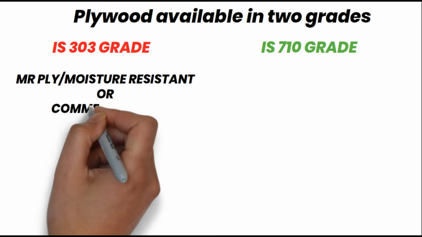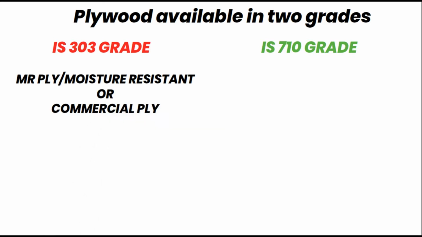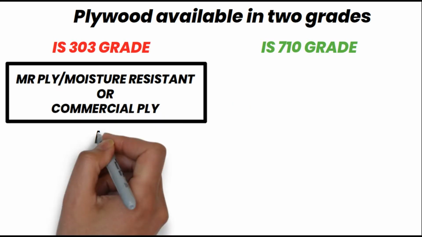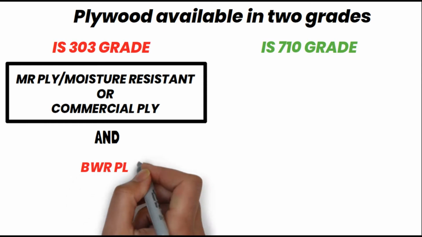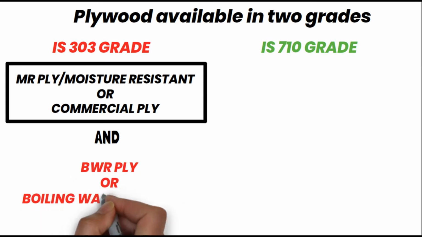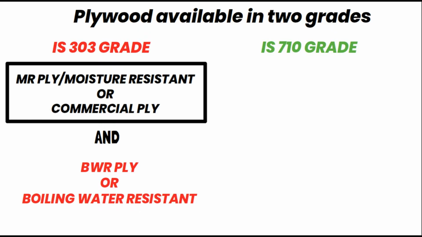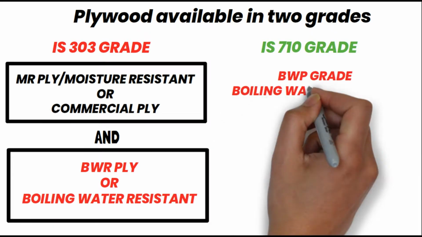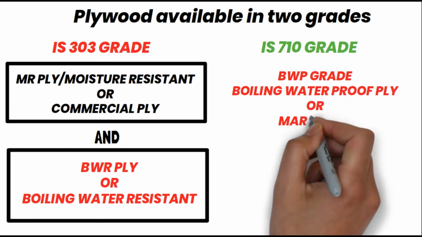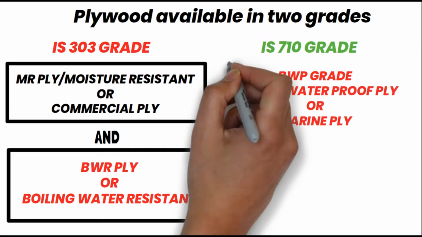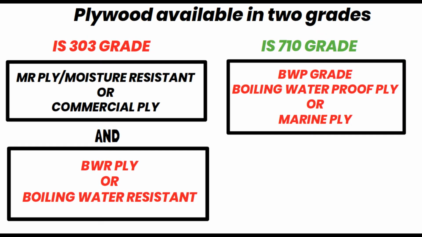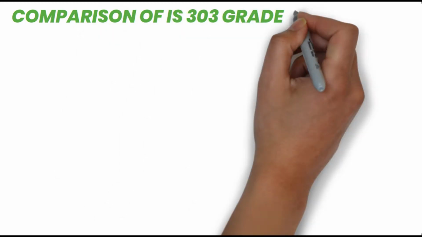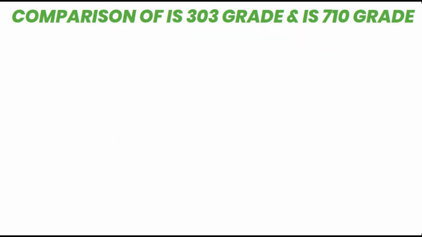303 grade ply consists of two different types of plies. The first one is MR ply, or moisture resistant ply, also called commercial ply, and another one is BWR ply, or boiling water resistant ply. And 710 grade is BWP grade ply, that is boiling waterproof ply, commonly known as marine ply. Let us have a comparison of IS 303 grade and IS 710 grade of ply.